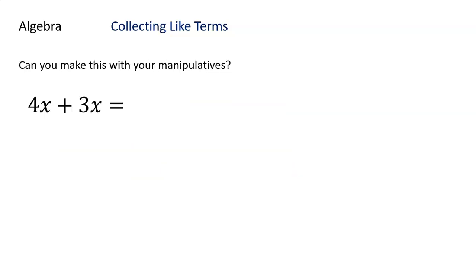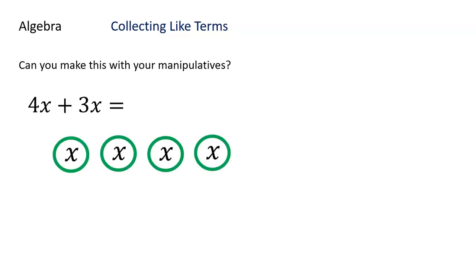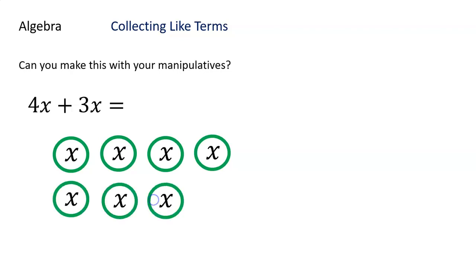We're now going to look at collecting like terms, and we're going to represent this sum with our counters. So we are going to need a row of 4 x's, and then another row of 3 x's. And all together we can sum to find that we have in total 7x.